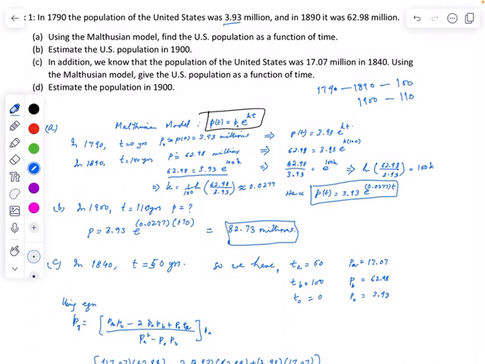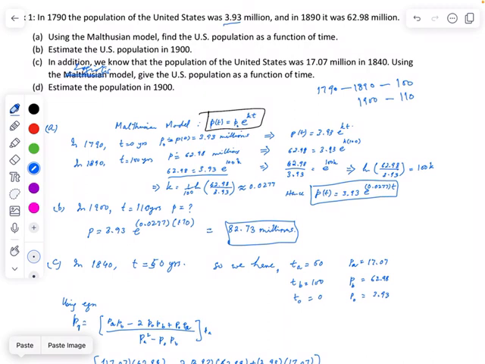Part C is saying, in addition, we know the population of the United States was 17.07 million in 1840. Using the logistic model, give the US population as a function of t, and then we again estimate the population in 1900 in the next part. For the logistic model, remember we have to have t_A and t_B such that t_B is twice t_A.